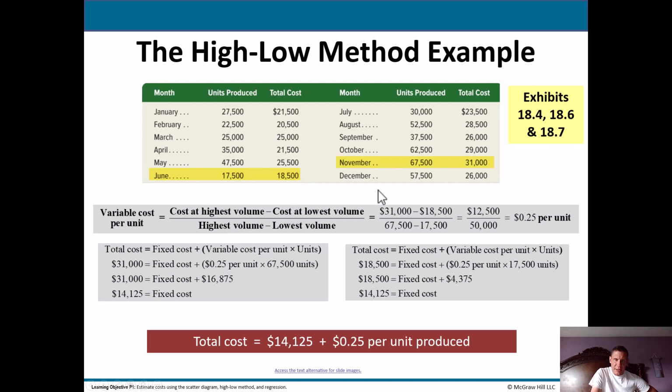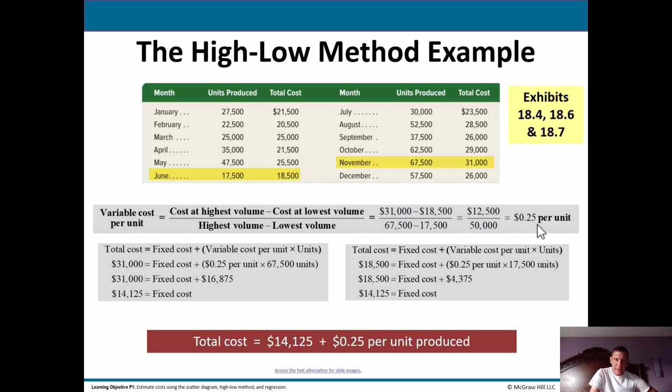So highest volume, you can see here 67.5. You can see where I plug that in. Lowest volume 17.5. And then for the highest cost and the lowest cost, we can see 31,000 and 18.5. We plug those in. Think of this as kind of like your rise over run, right? If you remember the slope-intercept, y equals mx plus b stuff, this is basically the slope part of that anyway. Determining the gradient, that m, the slope from linear algebra. So we get 12,500 over 50,000, and we get 0.25 per unit.